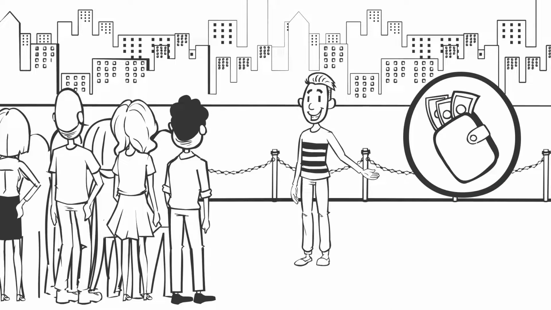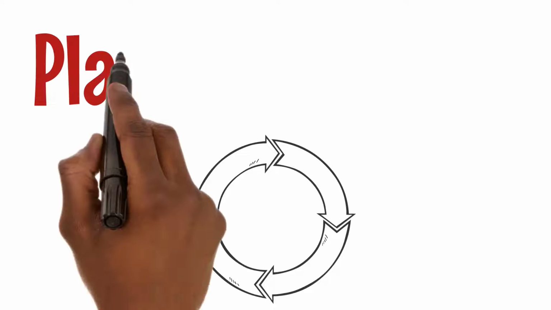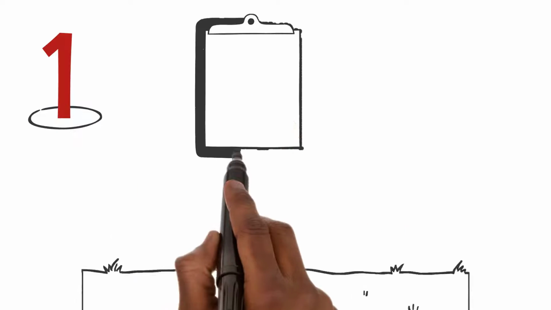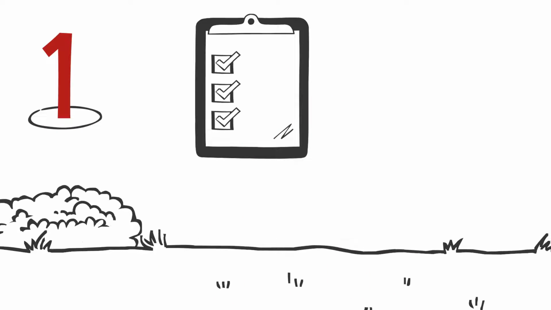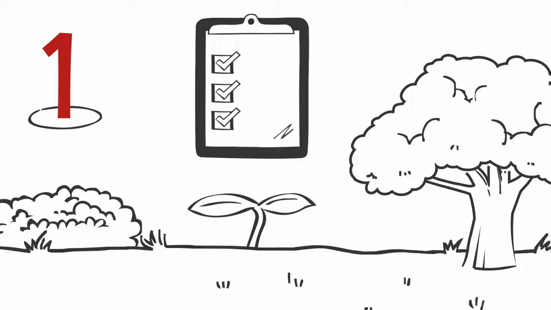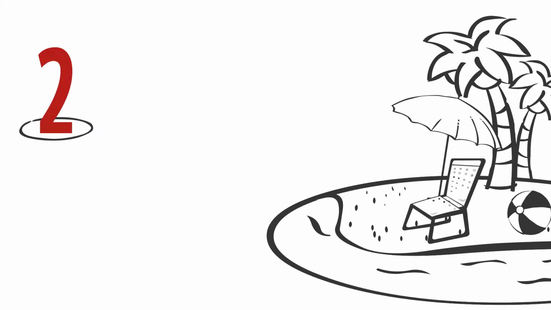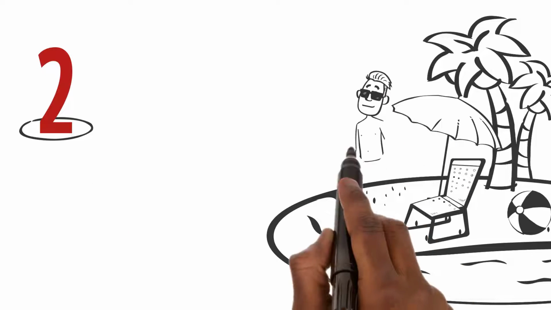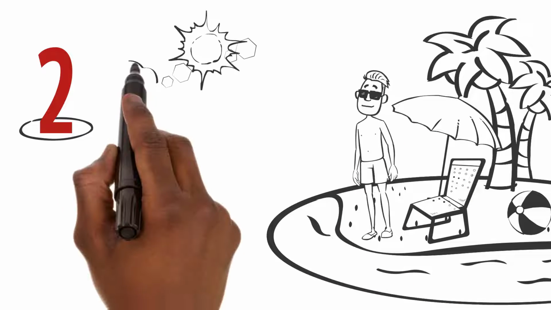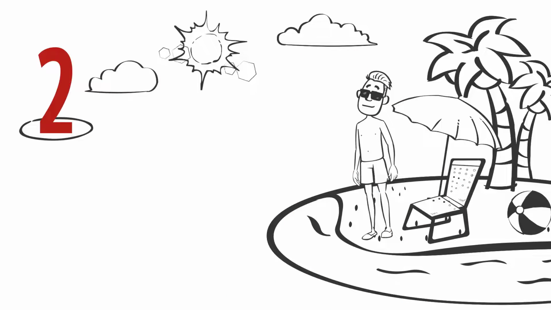Now, let's talk about the planning process. Step 1. Establish objectives. Think of it as planting seeds to grow a beautiful garden of accomplishments. Step 2. We need to make assumptions, like predicting the weather before planning a picnic. External and internal factors influence our decisions.